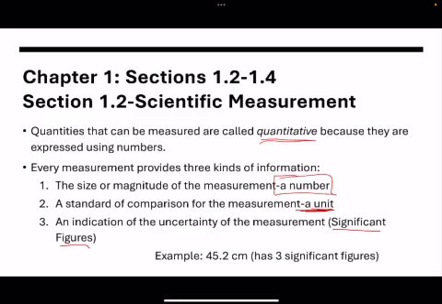So here we have an example of a measurement from a lab. So you see we have 45.2 centimeters. The 45.2 is your number, your size or your magnitude. The centimeters here is your unit. This is your standard of comparison. So you know that you can compare that to other centimeters or to how long an actual centimeter is. And then the last part is the fact that there are three numbers in this 45.2, and that represents three significant figures. And we'll talk more about significant figures and how to determine those later in this lecture.